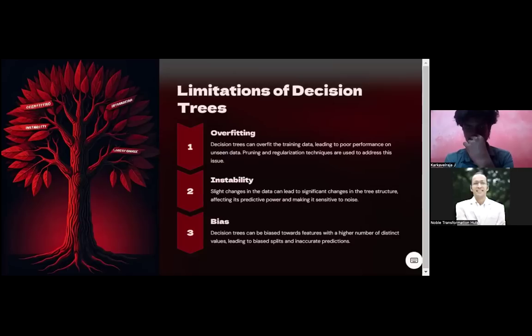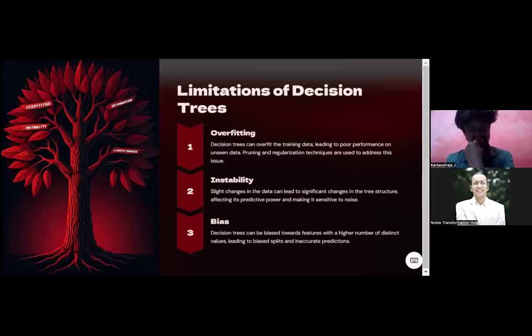So, guys, the limitations of decision trees. Overfitting, which is already discussed. When you build a big decision tree, there will be poor performance on unseen data, because it learns too much. That would be a problem, and it is the normal concept of overfitting.